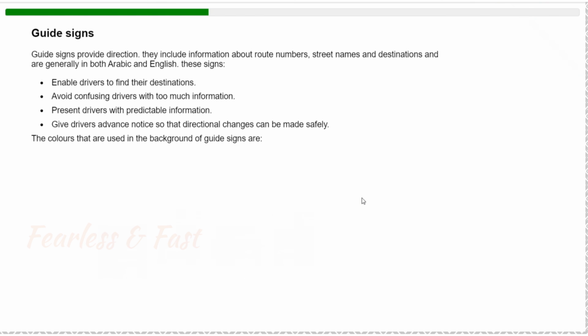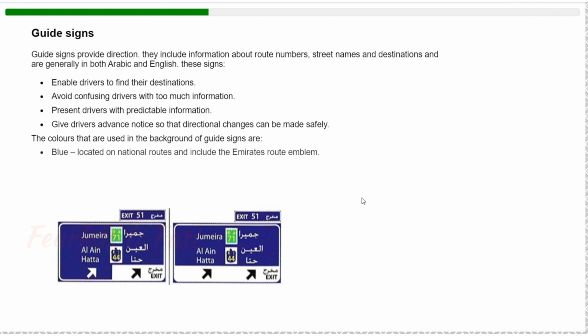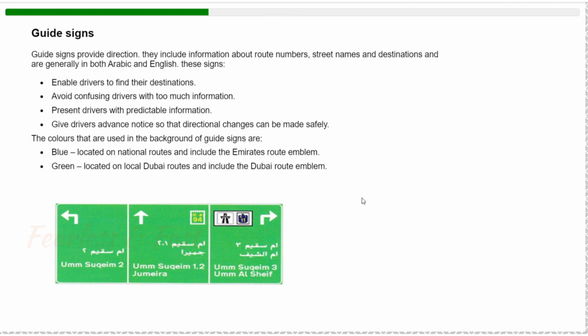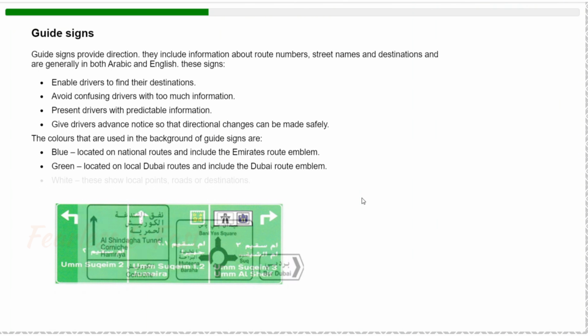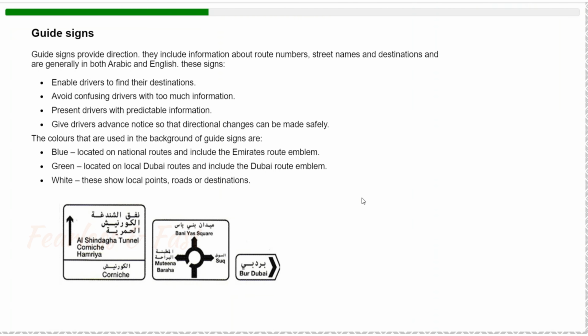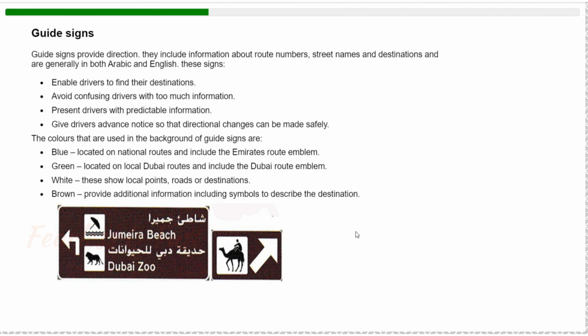The colors that are used in the background of guide signs are: blue, located on national routes and include the Emirates route emblem; green, located on local Dubai routes and include the Dubai route emblem; white, these show local points, roads or destinations; brown, provide additional information including symbols to describe the destination.